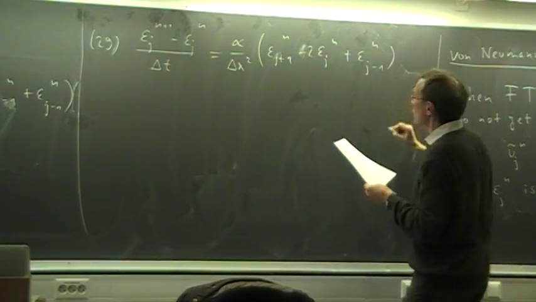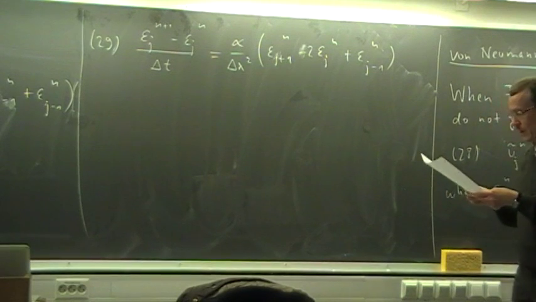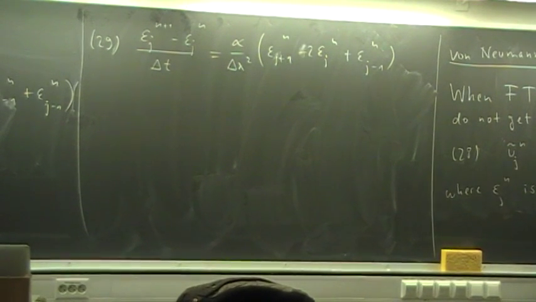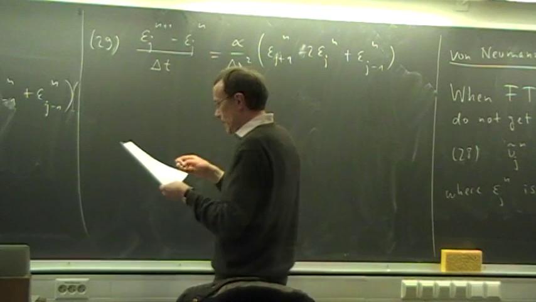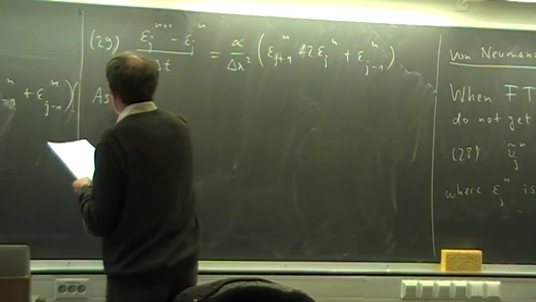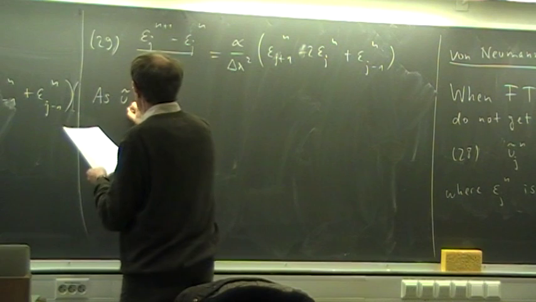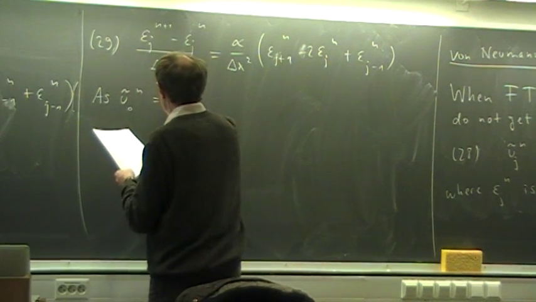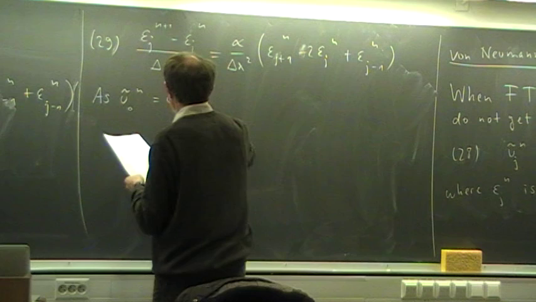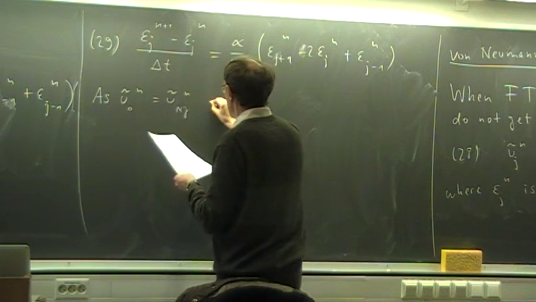Let's see. Okay. And the same is true for the boundary condition. Of course, if the boundary condition is satisfied for the uj, it is also satisfied for the uj tilde. That is the equivalence on the computer that we can do. So, as the u tilde at 0 is equal to the u tilde nj, that is what we require.